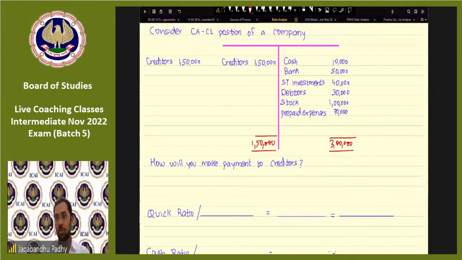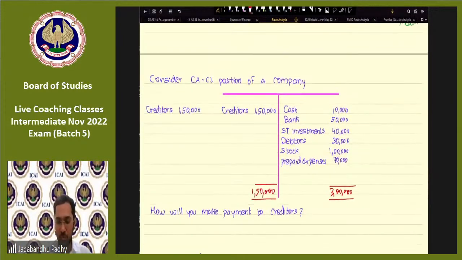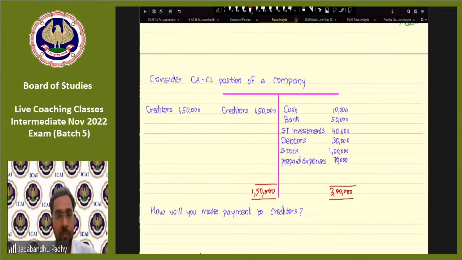Right. So I can say, is it in an ideal scenario? Yes or no? Yes, it's a current ratio. Ideal is 2:1. Now suppose these creditors come and ask for the money. How will I make the payment to them? Creditors come to me and ask for the payment. How will I make the payment?